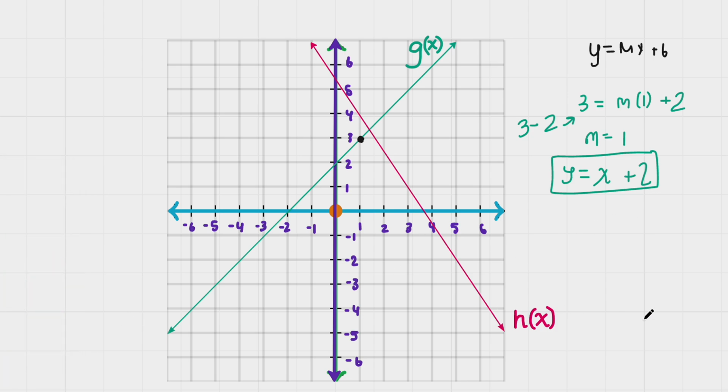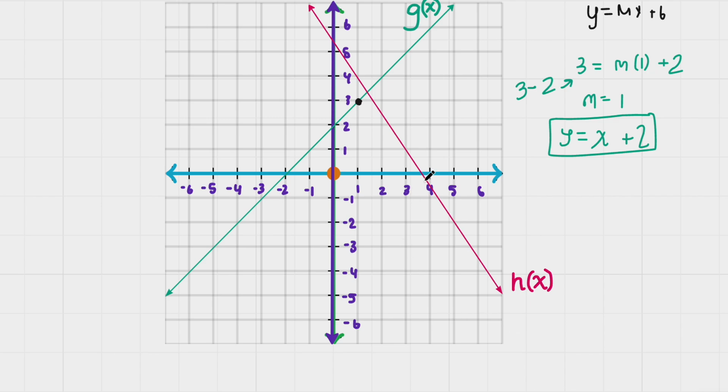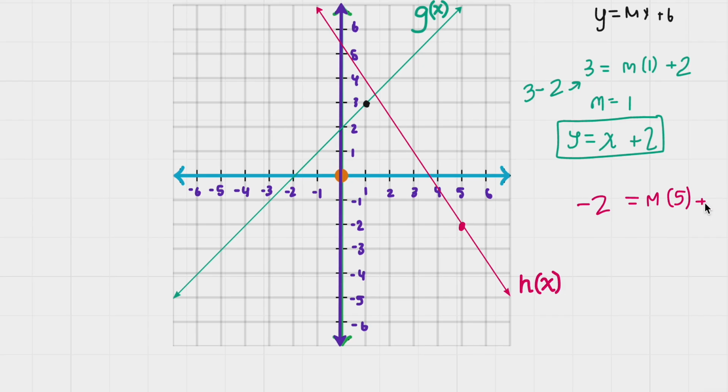It's time to do our last and final one. So let's take this point. We'll take 5 and negative 2 because it looks pretty easy to do. So again, we take negative 2 as our y value, is equal to m times x, which is 5 in this case, plus b. B is the y-intercept, right?